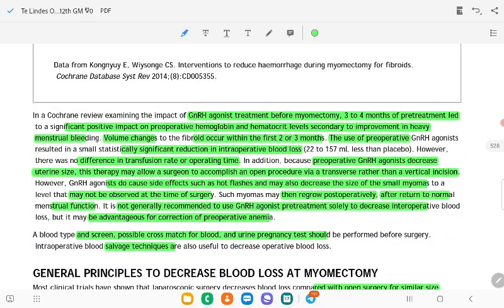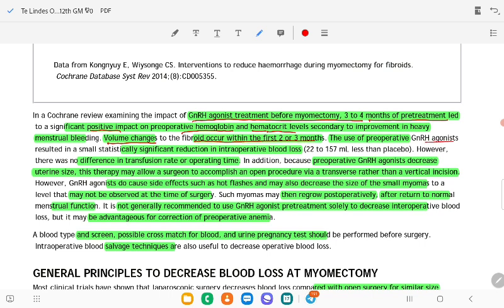In a Cochrane review, there is also a role for GnRH agonist treatment before myomectomy. You can give it 3 to 4 months prior to myomectomy surgery, with a significant positive impact on preoperative hemoglobin by reducing abnormal uterine bleeding, and reducing the volume of the fibroid within 2 to 3 months of treatment.